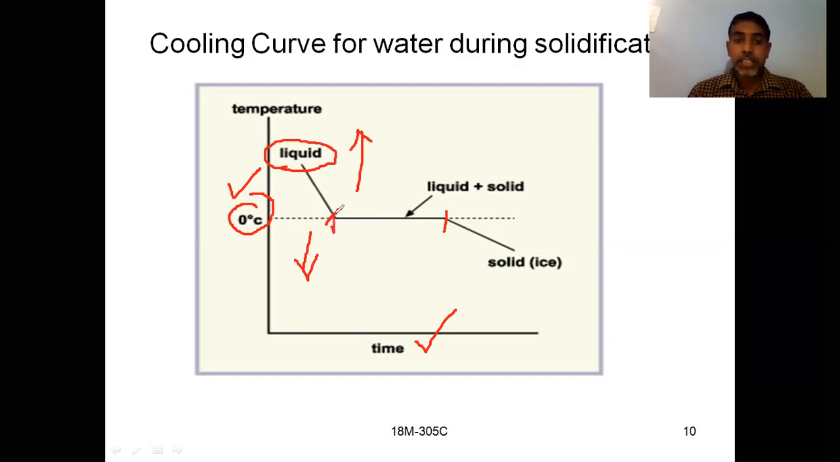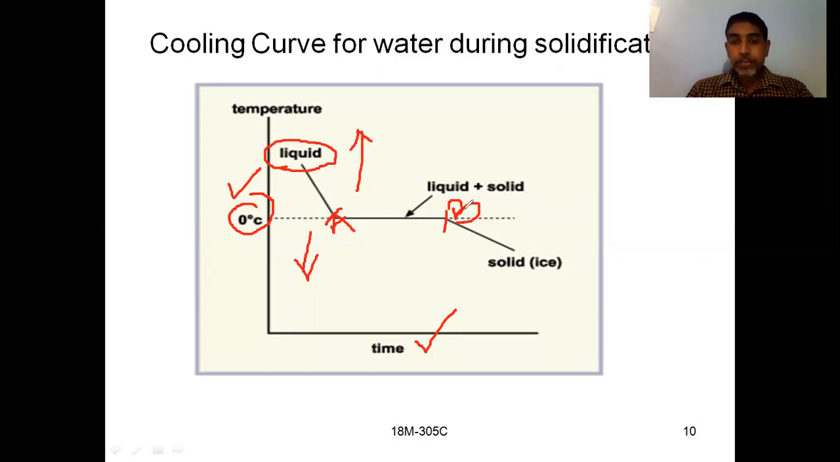If I consider this as A and this as B, so from A to B, what is happening? The phase change is occurring. If you observe this line AB, it is a straight line. That means the temperature is constant. In this example, it is 0 degree centigrade. Why? Because the latent heat of fusion is lost here.